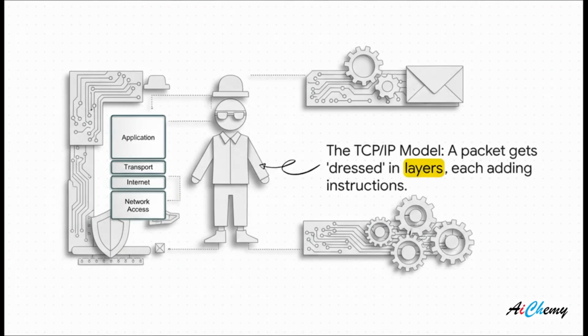And this whole process is governed by something called the TCP/IP model. It's basically a set of rules or protocols that act like a digital dressing room. Each layer adds a new piece to the packet's outfit, a process we call encapsulation, wrapping the original data in all the instructions it's going to need to arrive safe and sound.